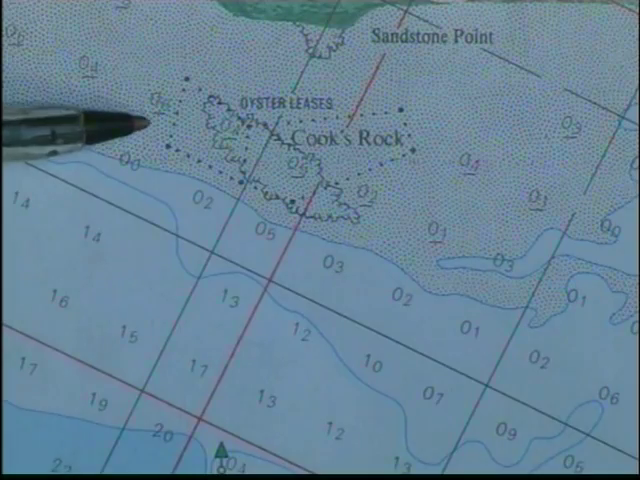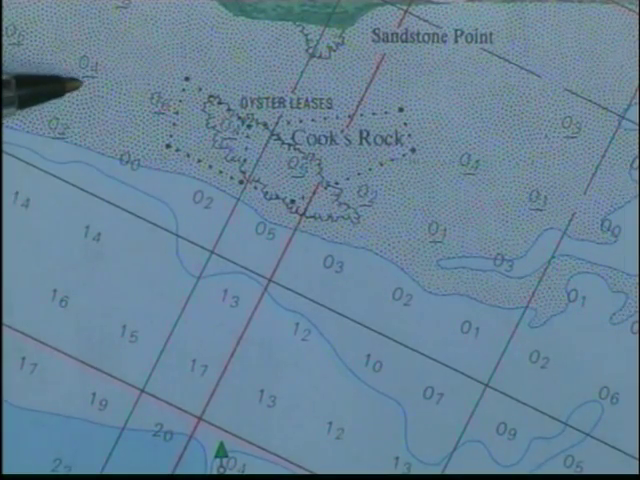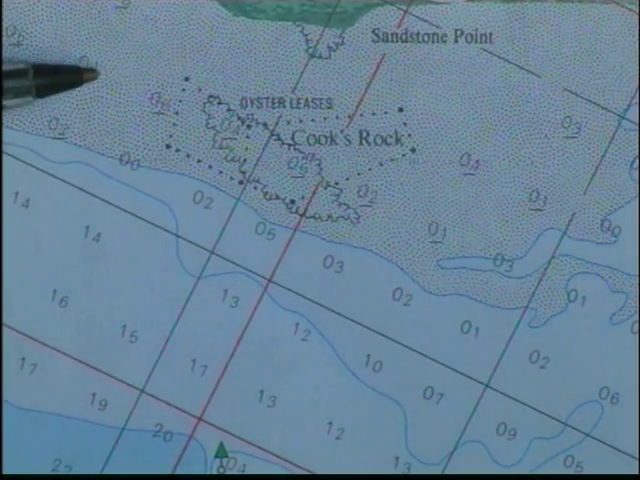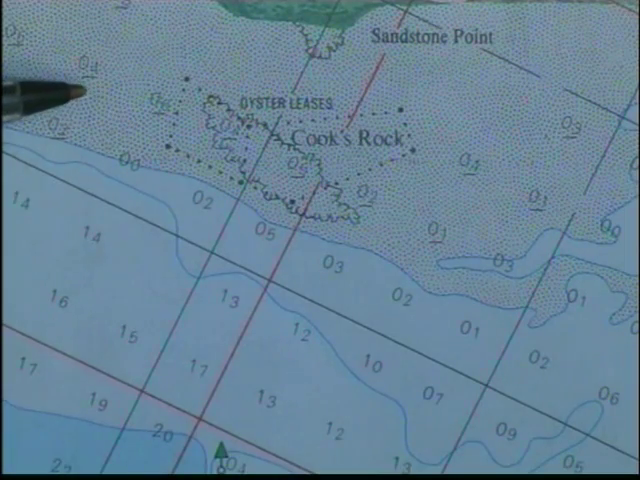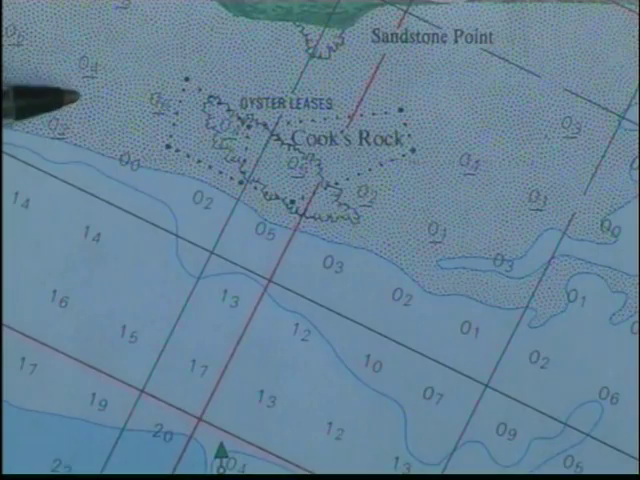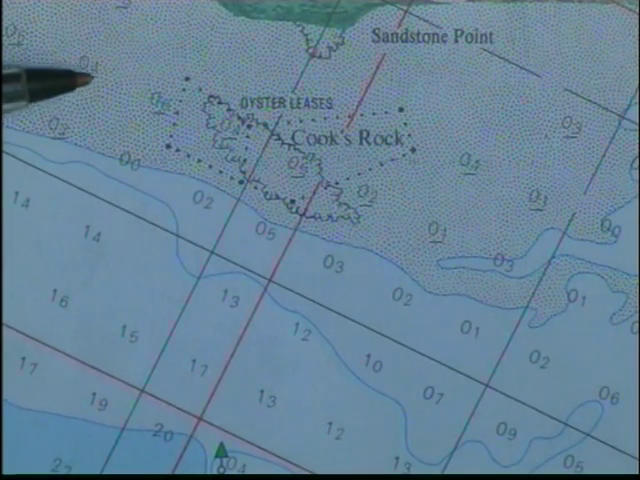Depths that you see on a metric chart which have an underline underneath them indicate that at low tide, that is a drying height. So for example here we might have a 0.5 with an underline underneath it, then that's half a metre out of water at the lowest tide.